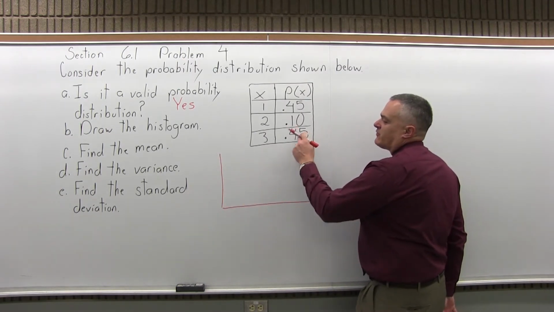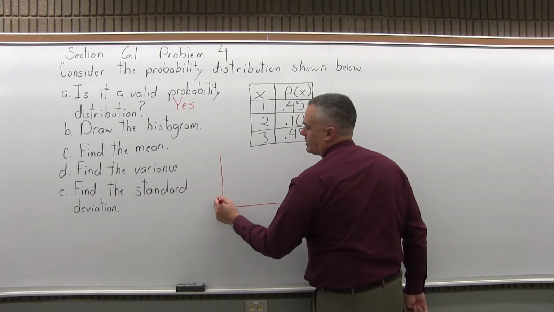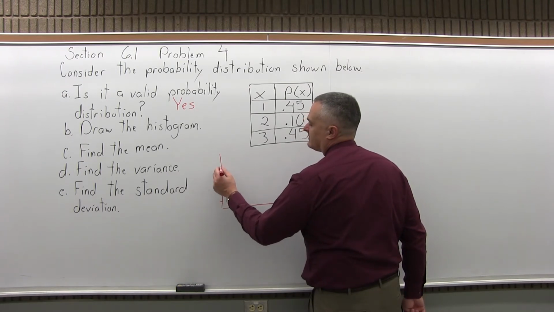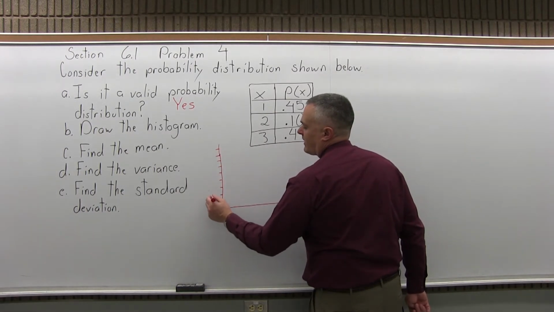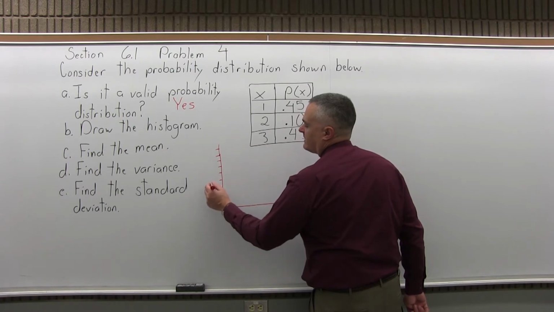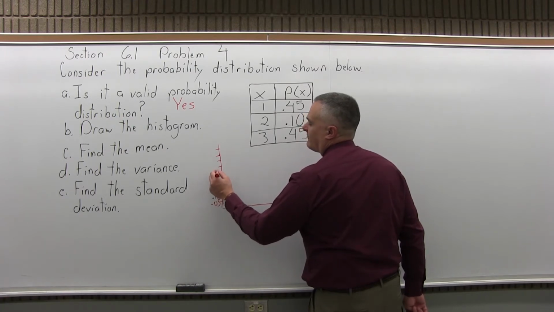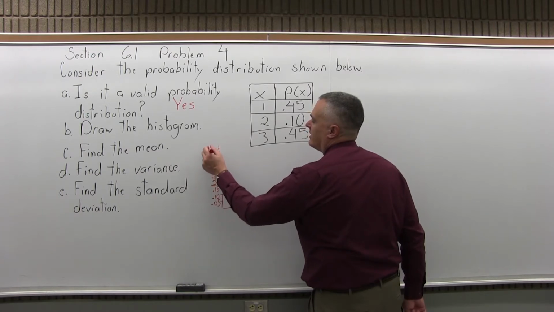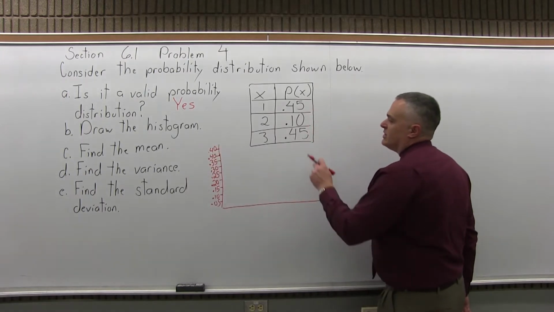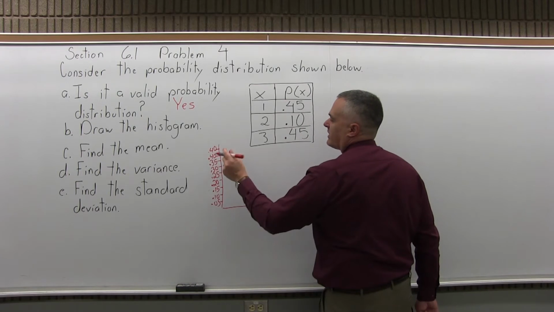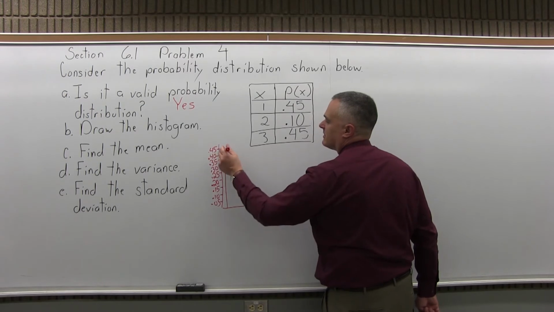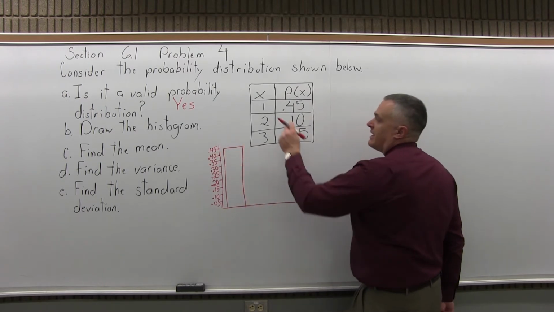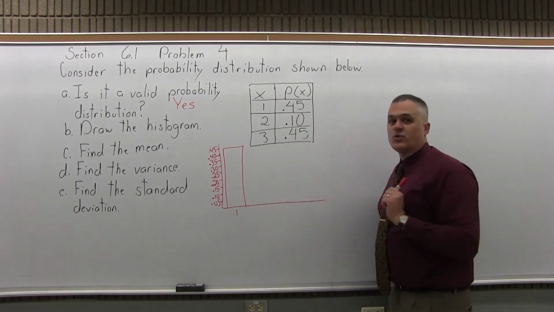My biggest probability is 0.45, so I can go 1, 2, 3, 4, 5, 6, 7, 8, 9. 0.05, 0.10, 0.15, 0.20, 0.25, 0.30, 0.35, 0.40. 0.45 is big enough. So the first bar goes up to a height of 0.45. Let me fix this one, 0.45. And the value from the first column that goes right under the bar is 1.